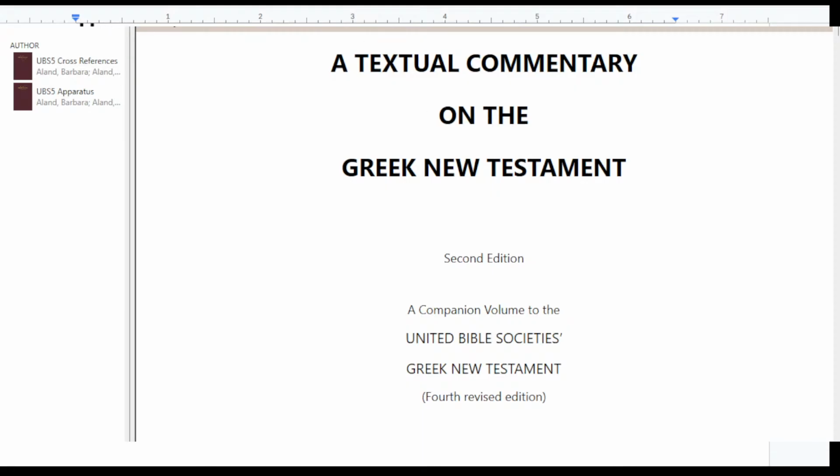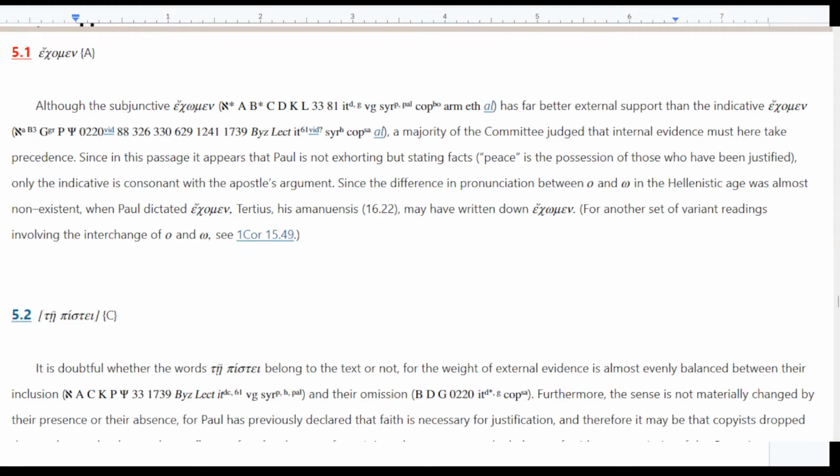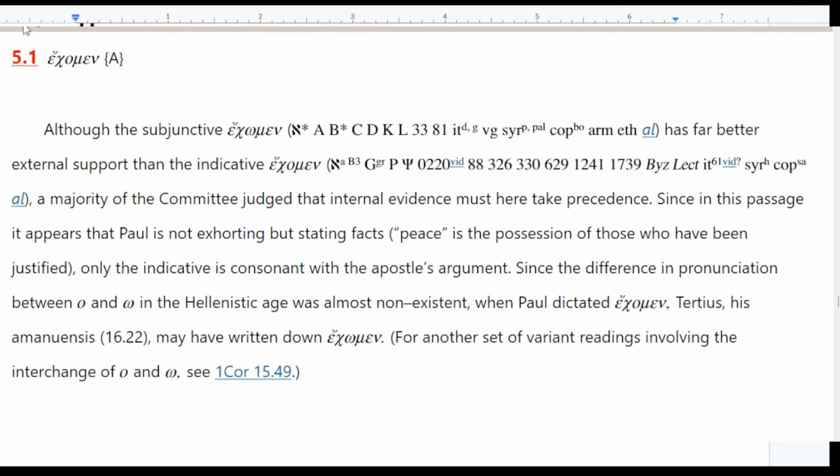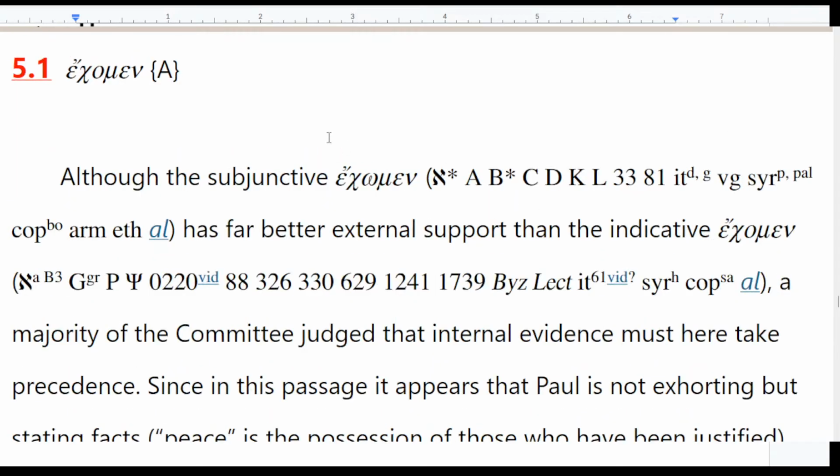All right. So I'm going to let you see, because we don't just study Greek to study Greek here. We study Greek so that we can understand Scripture and the world of Scripture and so on and so forth. So what this means here is that the variant reading echomen, which is given an A reading, is the committee saying we're absolutely certain that this is the right reading.